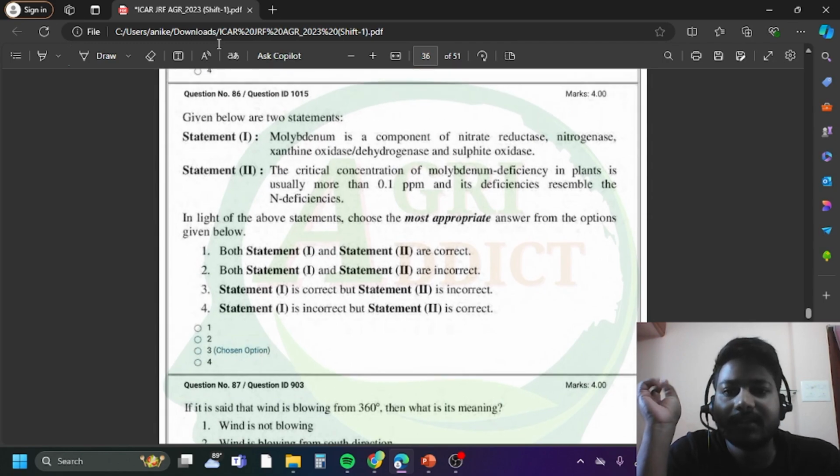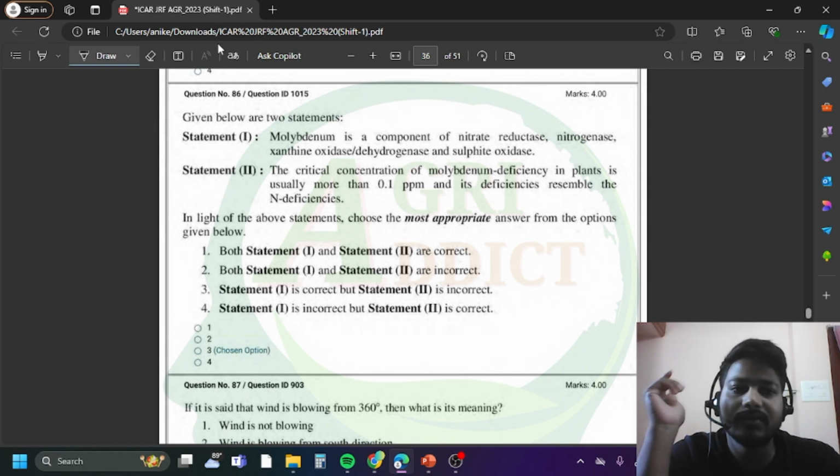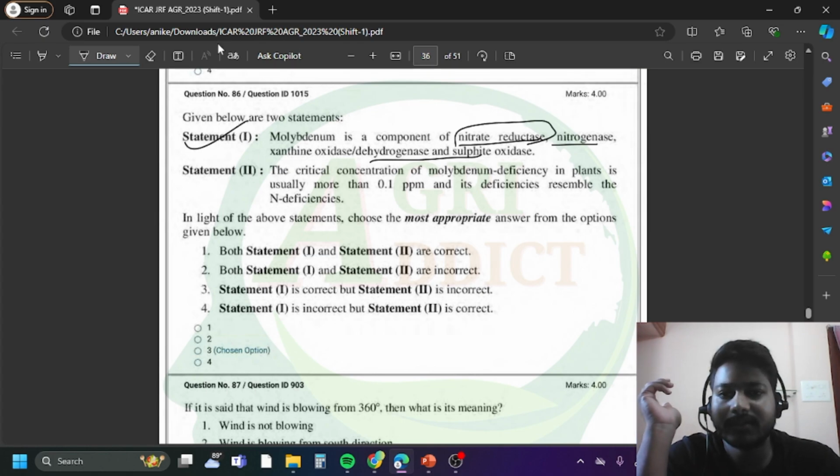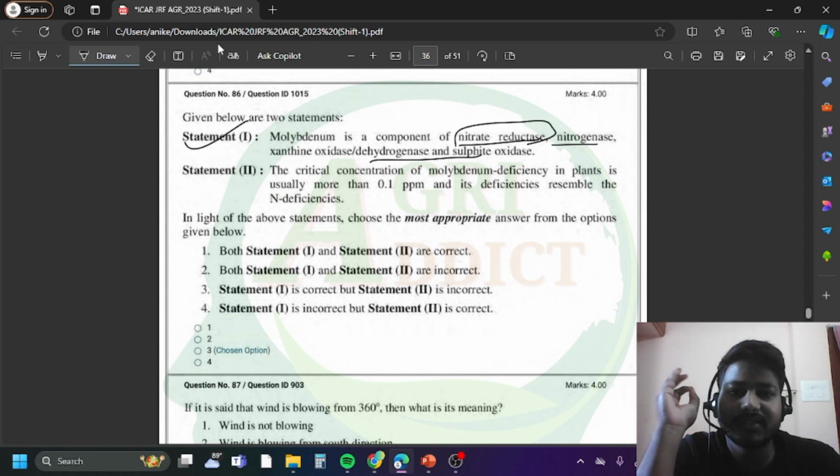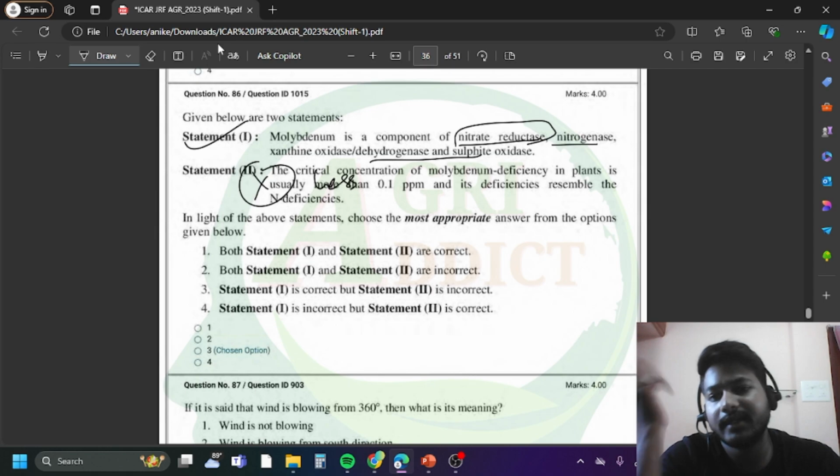Question number 86. Molybdenum is a component of nitrate reductase, nitrogenase, xanthine oxidase or dehydrogenase, and sulfide oxidase. I don't know all these, but I know nitrate reductase. So statement 1 is correct. The critical concentration of molybdenum deficiency in plant is usually more than, no, it is less than. So statement 2 is incorrect.